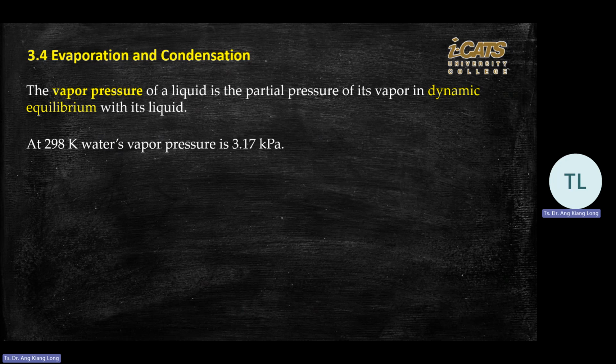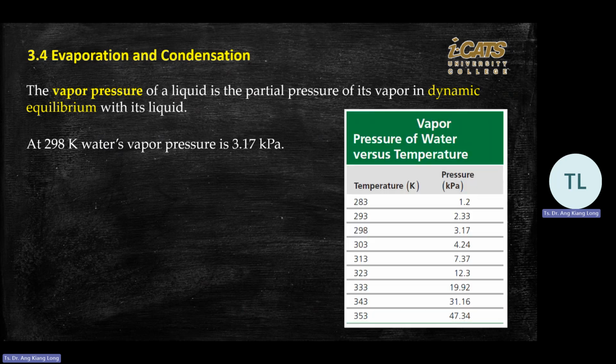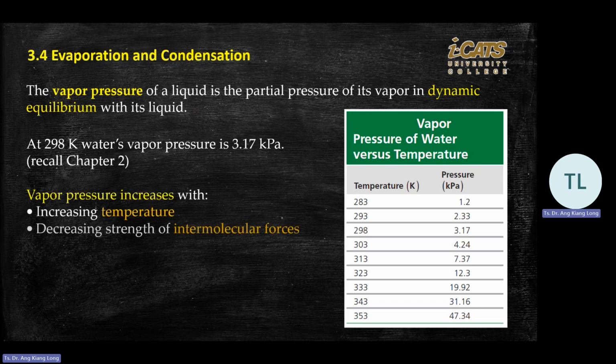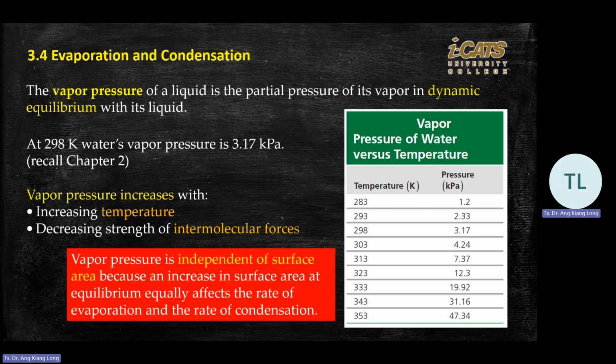So for water, if you refer to the table just now, at 298 K the vapor pressure is 3.17 kilopascal, which we also proved by calculation. This table, right? So at 298, the vapor pressure of water is 3.17 kilopascal. Okay. So these 2 points are important.